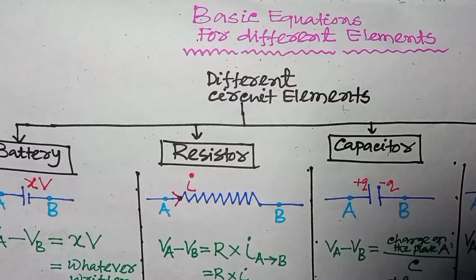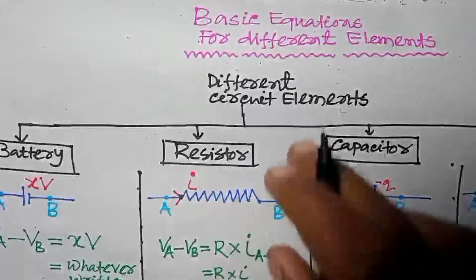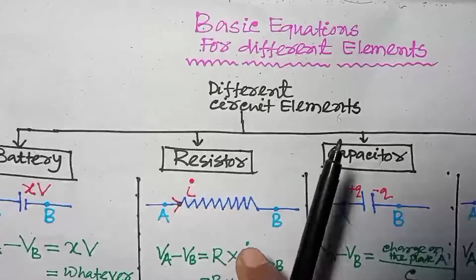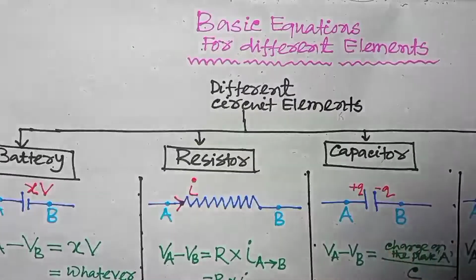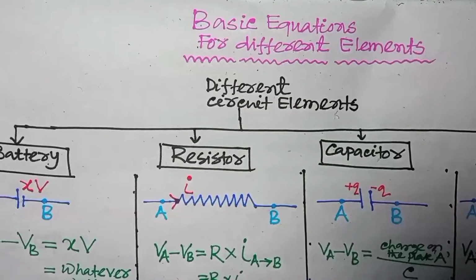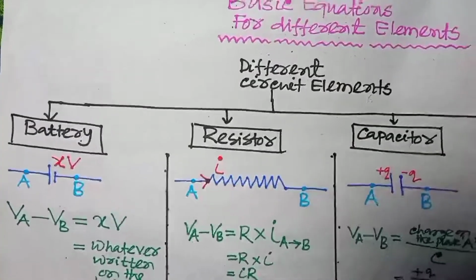In today's video I am going to discuss the basic method to write the KVL equation. So let us first of all see the basic equations for different circuit elements. Here are the different circuit elements, and the general circuit elements are basically battery, resistor, capacitor and inductor. Let's see how to write the equations for each of them.